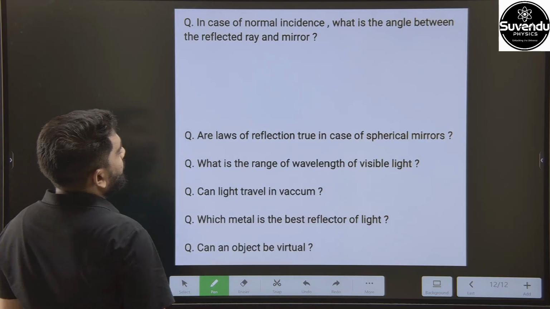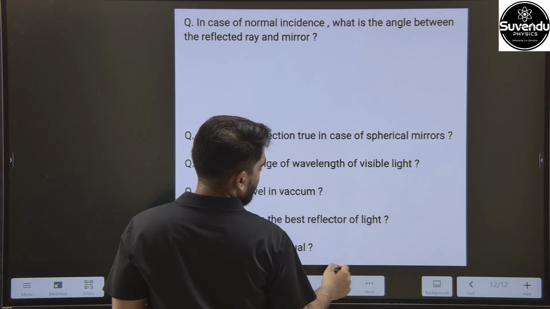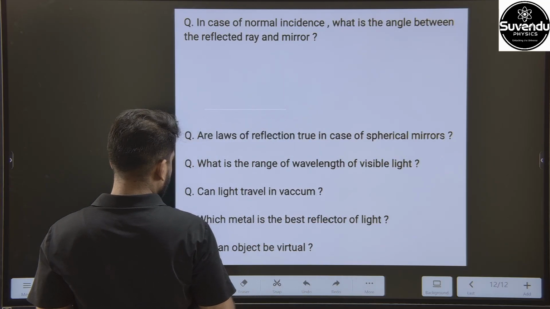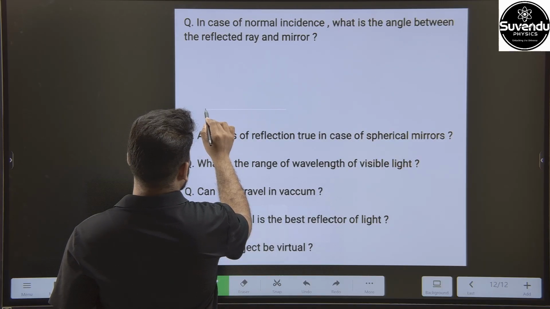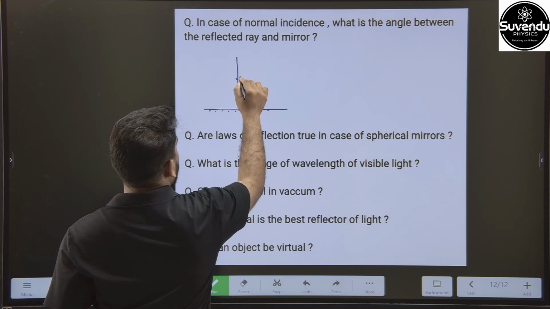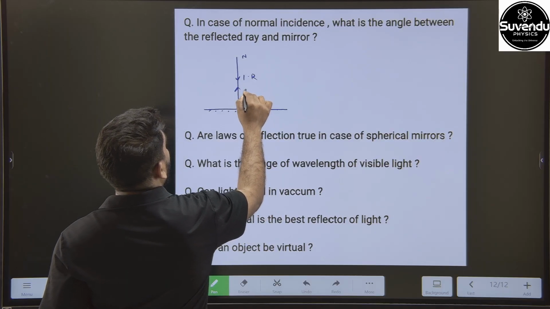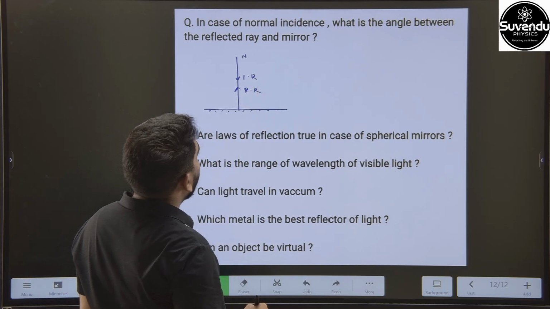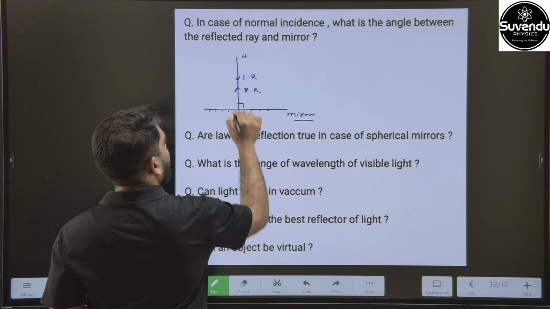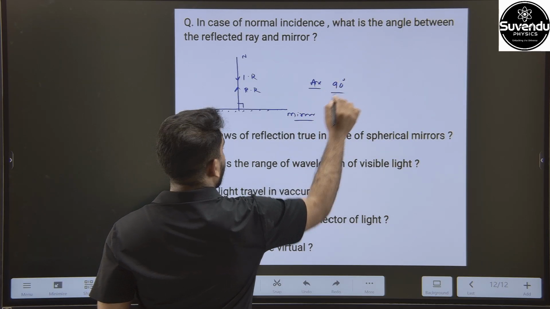In case of normal incidence, what is the angle between the reflected ray and the mirror? Draw the same diagram again. This is our reflecting surface, and in case of normal incidence, this is your normal, also it represents the incident ray, normal, and it represents your reflected ray. So what is the angle between the reflected ray and mirror? It represents our mirror, this reflecting surface. So the angle between the reflected ray and mirror is 90 degree. So the perfect answer is 90 degree.